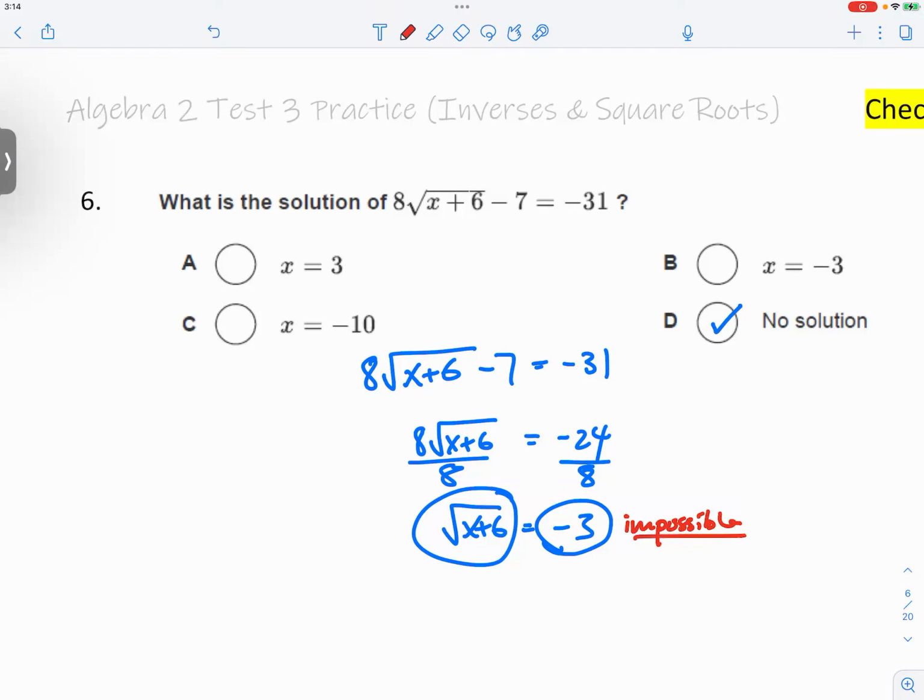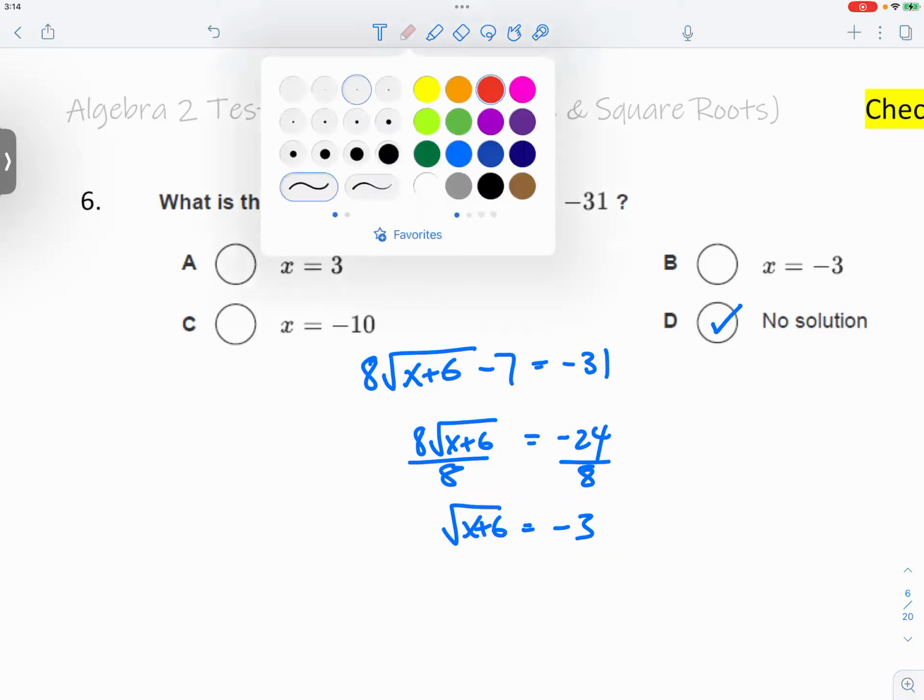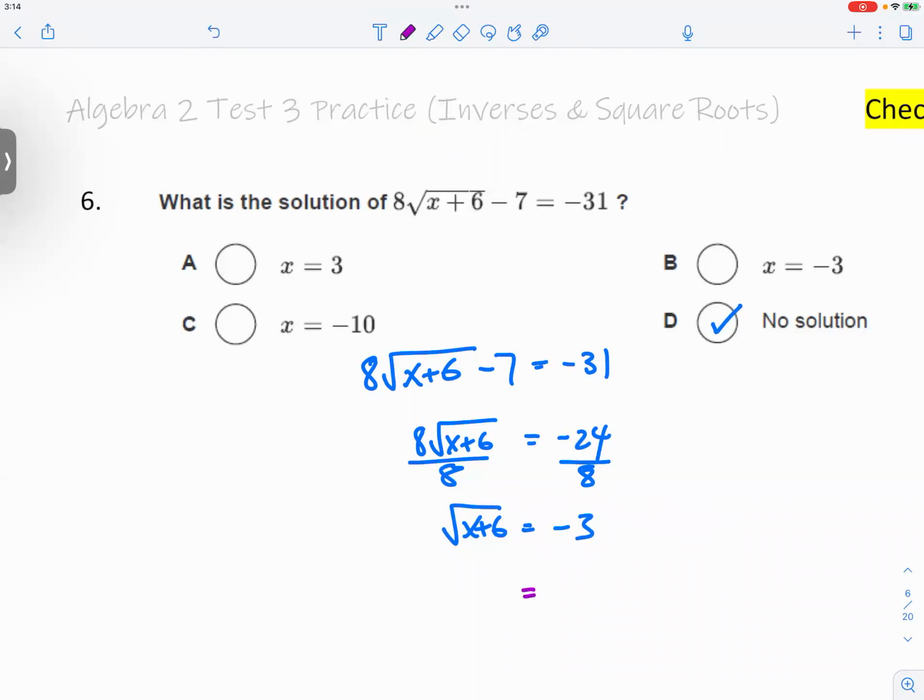Now, of course, some people may not be able to realize it. So what they would do is continue to work by squaring both sides. And after squaring both sides, you can get rid of the square root on the left, and then you end up with a 9. And then they would actually solve for x, which would be 3. And they might choose A if they only did half of the task. Now, getting 3 is not a problem, but getting 3 and not checking the answer, that is a problem.